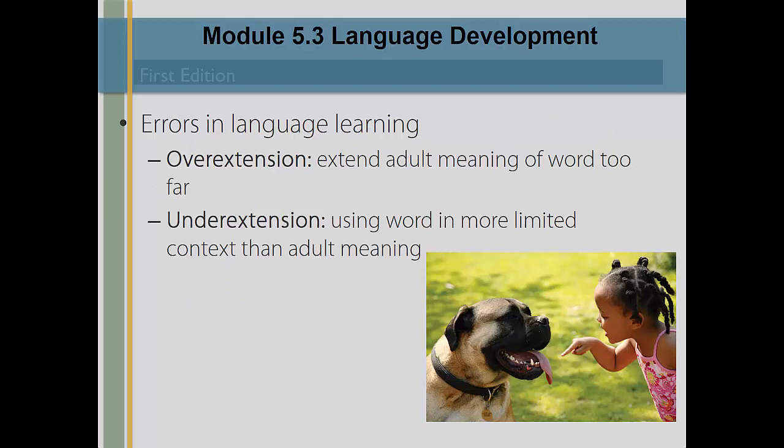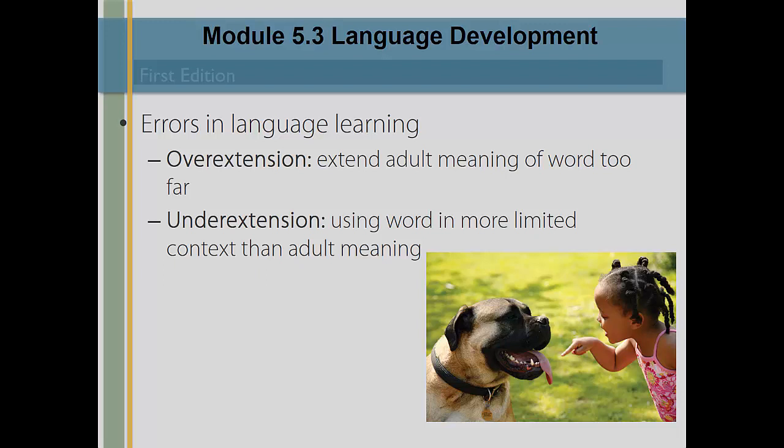In learning language during the first 2.5 years, children make common errors. Overextension is extending the adult meaning of a word too far, and underextension is using a word in more limited context than the adult meaning. Children are more likely to overextend in production of speech over comprehension.